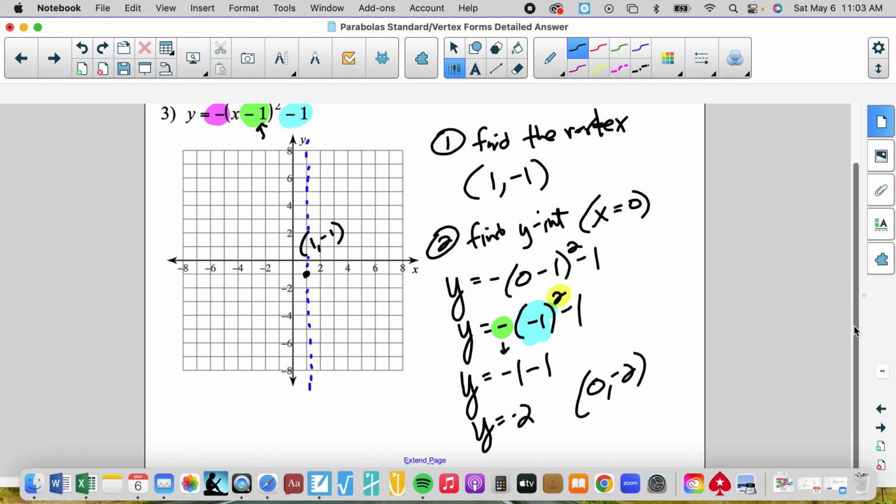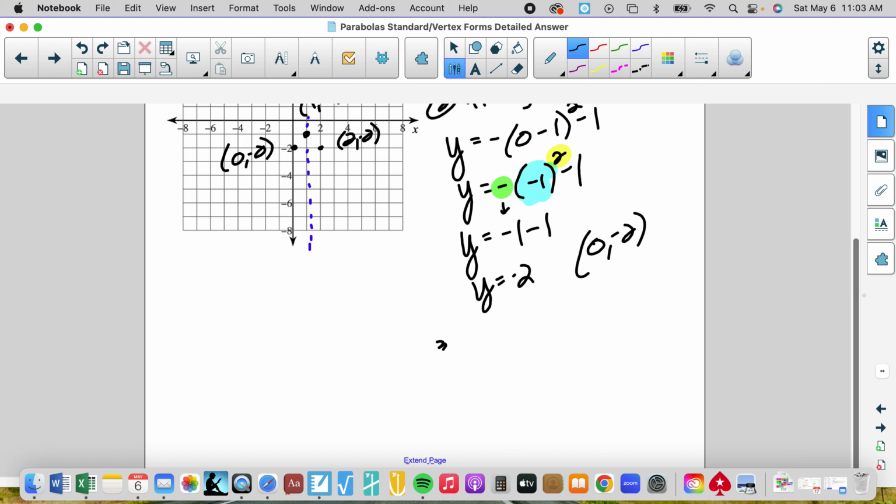Does that play into which shape I was expecting? Yep, it does. I knew the parabola was going to be upside down. So we can plot this point, and step 3 is to mirror the y-intercept. Step 4 is find a fourth point.